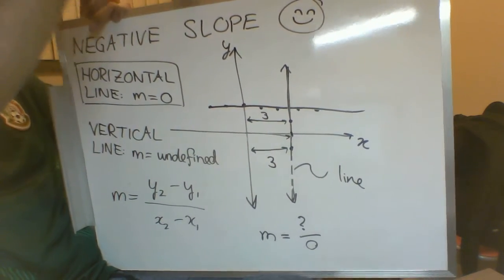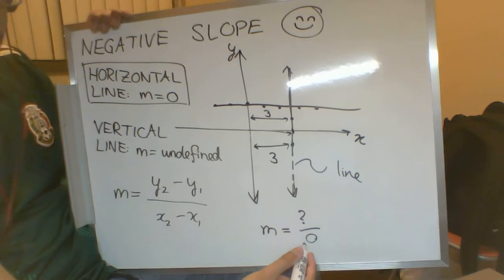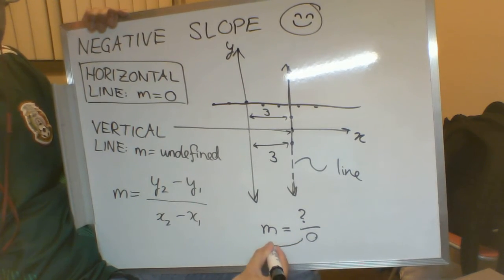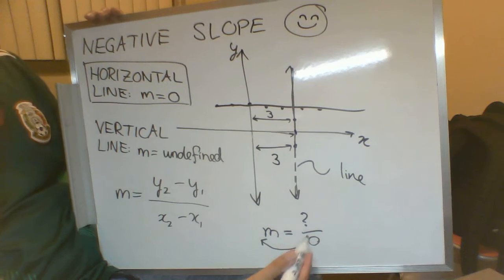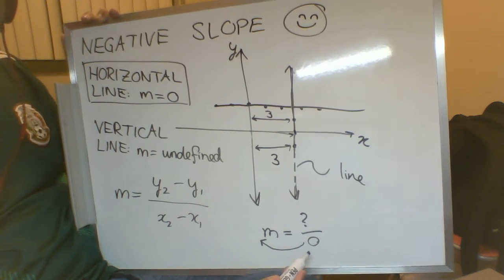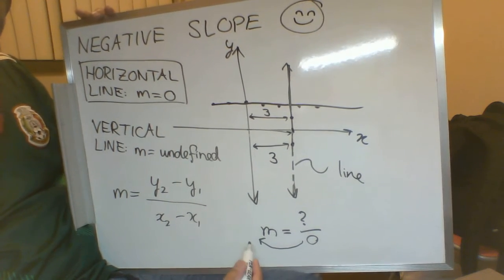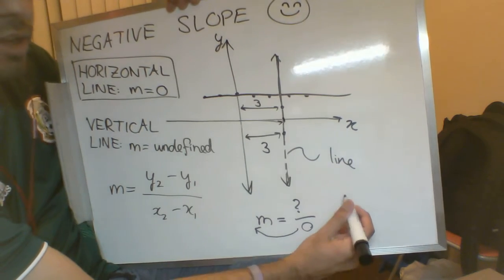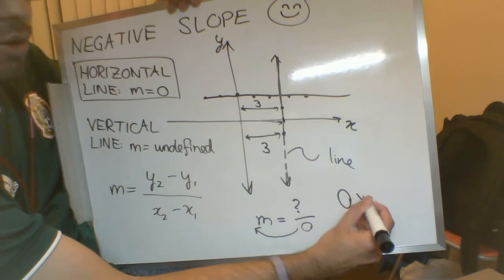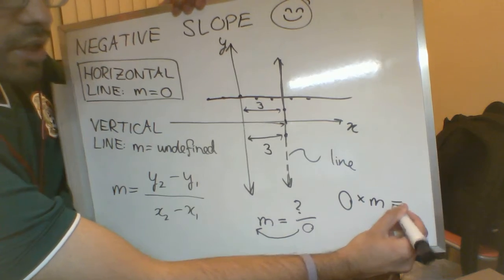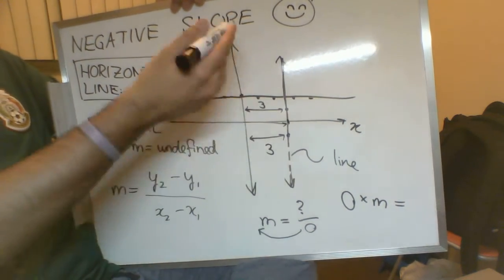The reason that's not going to work is, let's bring this 0 over to the other side of the equation. Right now it's being divided on the right side, so when we bring it over to the left side, it's going to be multiplied. So our equation is going to look like 0 times m is going to equal whatever the difference in the y values is.